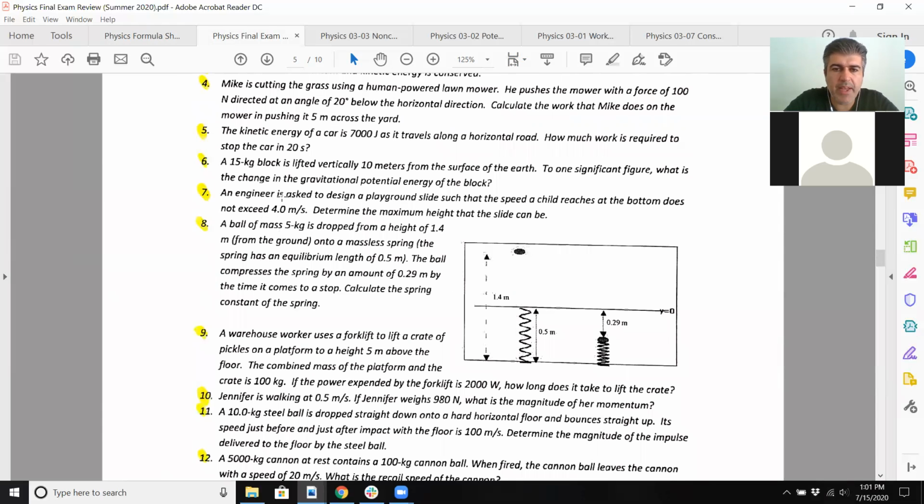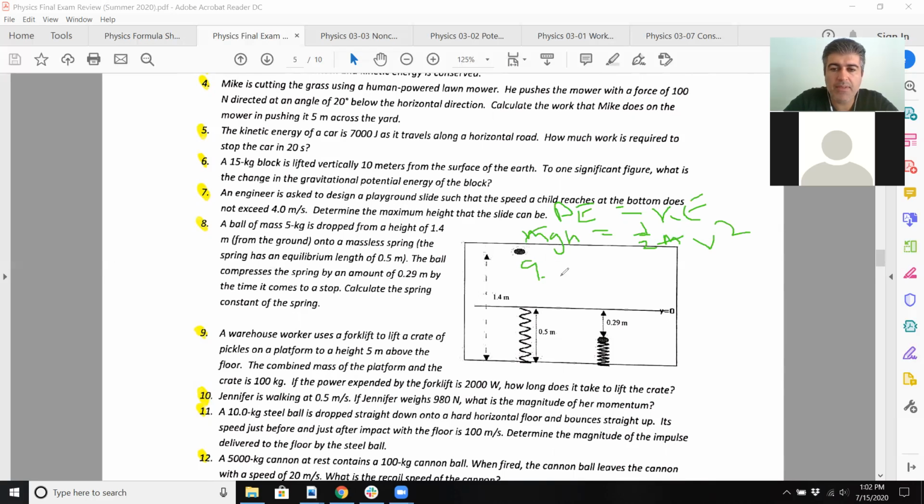For 7, an engineer is asked to design a playground slide such that the speed of the child at the bottom does not exceed 4 meters per second. So that one, you're conserving energy. So your PE equals your KE. Initially you have all PE at the top of the slide, so it's mgh. And at the bottom, it's all kinetic energy because now you're on the ground, 1/2 mv squared. Notice we're not given mass. It does not matter. You do not need the mass.